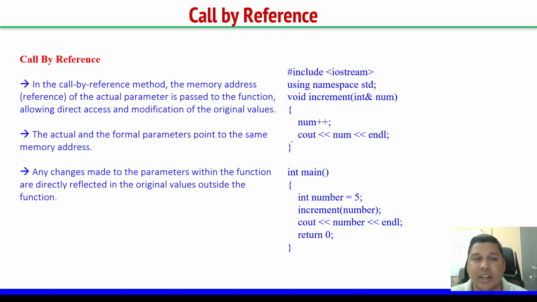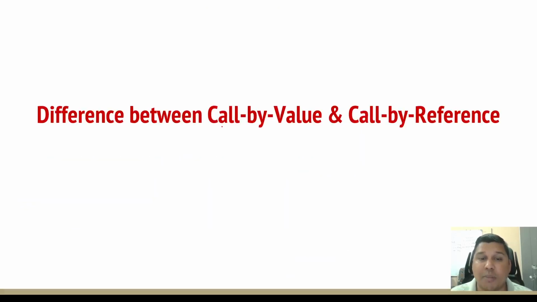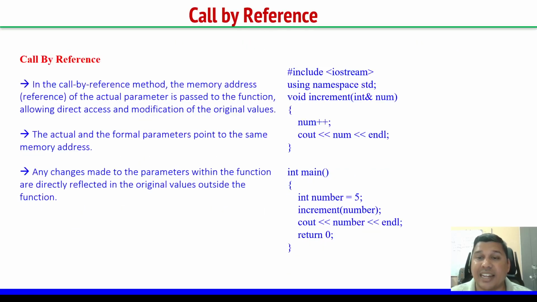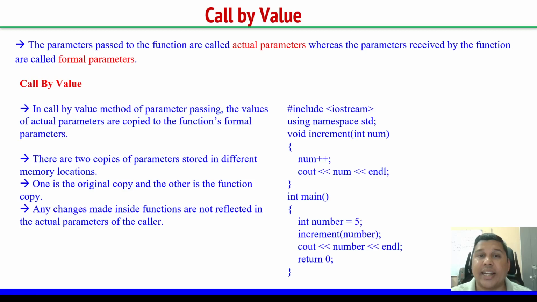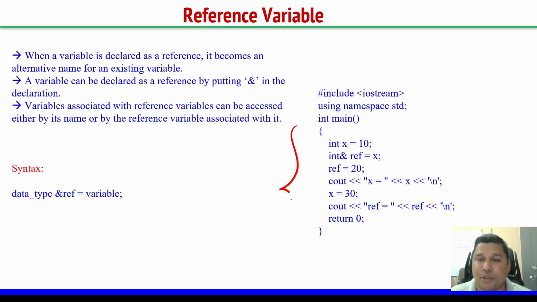I hope it is clear. In C++, call by reference means you will create a reference variable. You will be sending the value normally, you will not be passing any address here, but you will create a reference variable. So this is the difference between call by value, call by address and call by reference, right? How do you create a reference variable? This is an example of that.